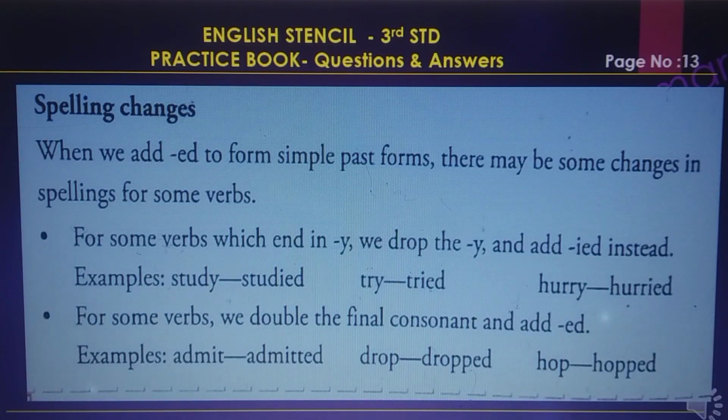Spelling changes. When we add ed to form the simple past form, there may be some changes in spelling for some verbs. For some verbs which end in y, we drop y and add ied instead. Example: study, studied, try, tried, hurry, hurried. For some verbs, we double the final consonant and add ed. Example: admit, admitted, drop, dropped, hope, hoped.